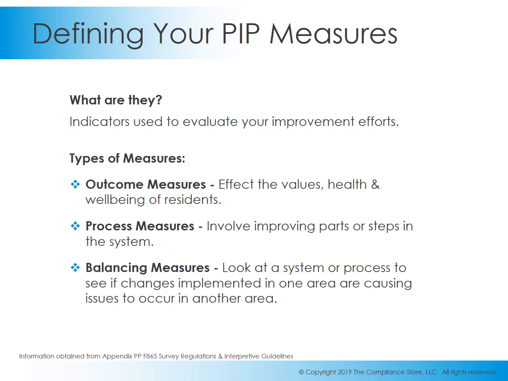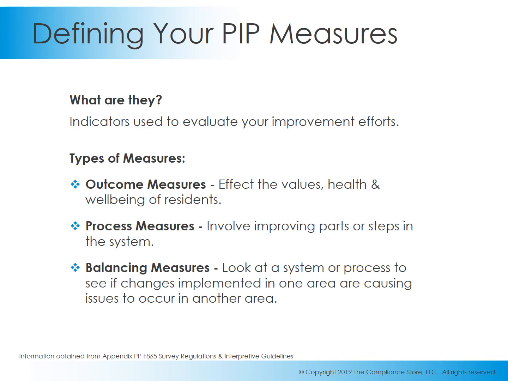Different types of data can be measured during a PIP. Outcome measures affecting resident health and well-being are things like improvement in function, patient satisfaction, etc. Process measures involve improving steps in a system. Examples of process measures include number of residents receiving a TST on admission, number of incontinent residents on a toileting plan, or measuring the temperature of food at the time it is served.